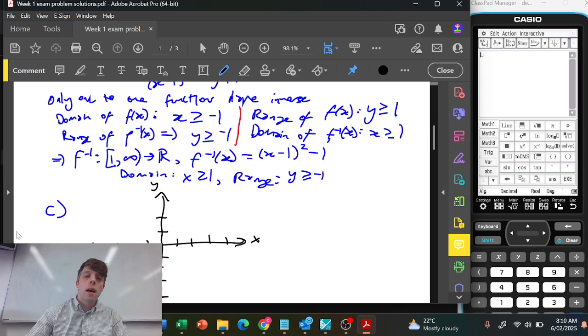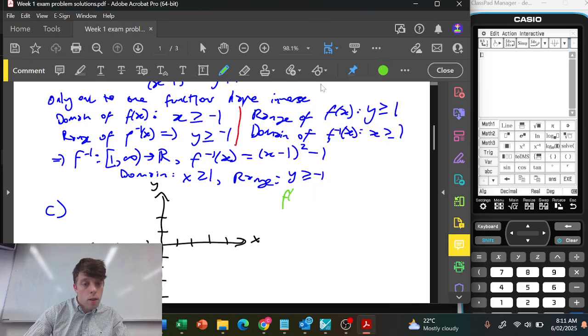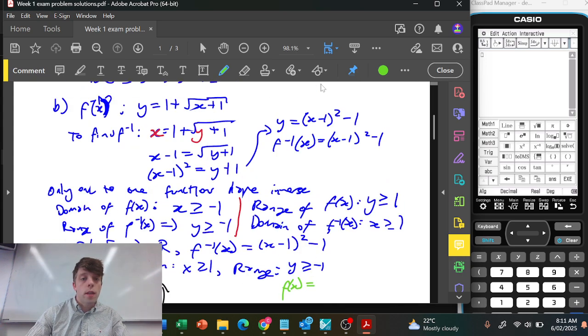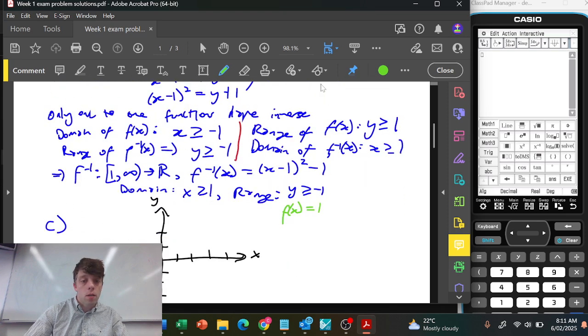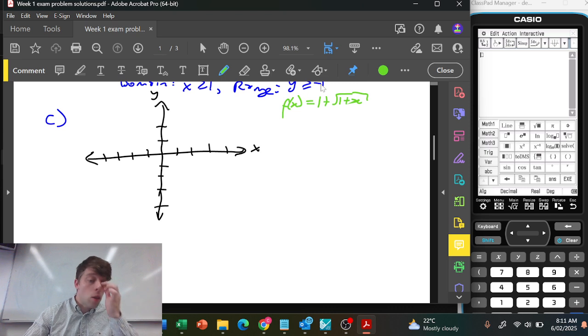So let's start by drawing our original function. I'll put that one in green. So this is going to be f of x, which was equal to this function here. The original function was 1 plus root 1 plus x. All right, so what does that look like? Well, this is a square root function that has been shifted to the left 1, and it's been shifted up 1. So it's going to look like something like this.